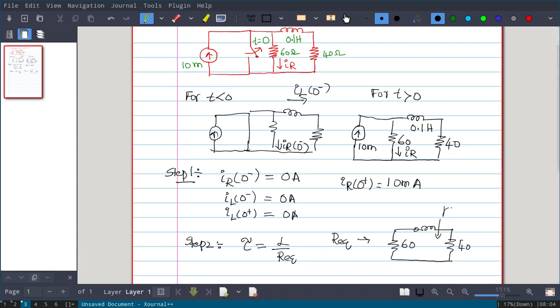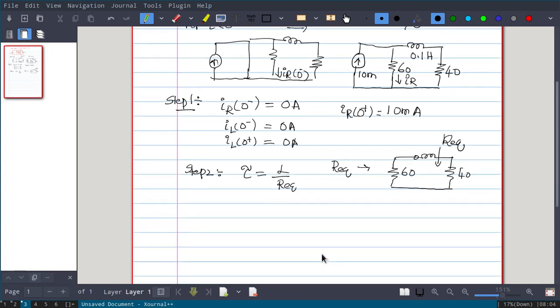So R equivalent is nothing but the resistance seen by the inductance when the independent sources are deactivated. So here what is the R equivalent? R equivalent is 60 plus 40, that is 100 ohm. So tau is L, which is given as 0.1 Henry, divided by 100. So it will be 1 millisecond.